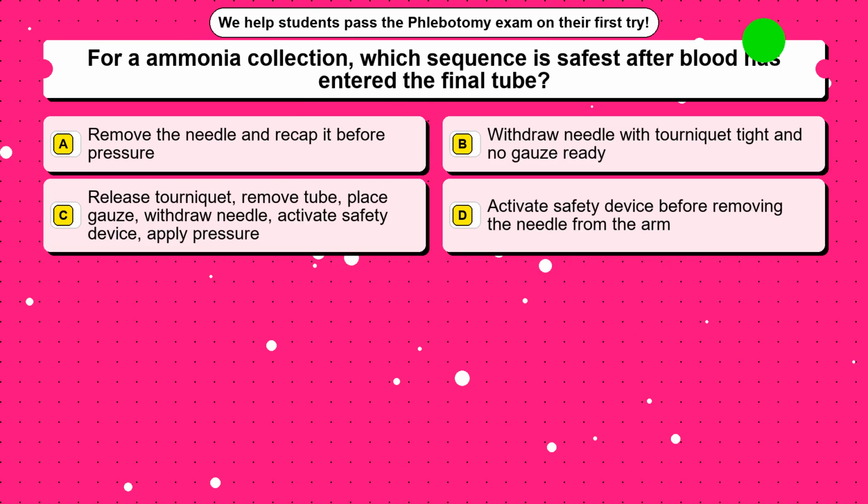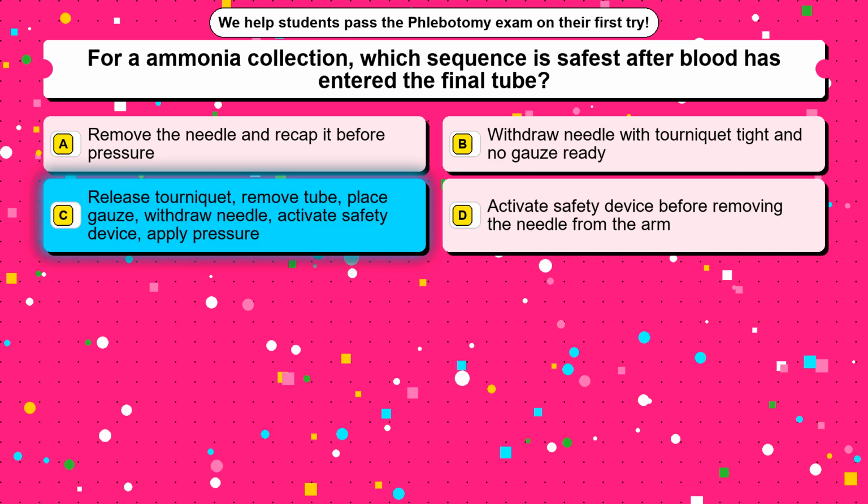Question 94. For an ammonia collection, which sequence is safest after blood has entered the final tube? Option A. Remove the needle and recap it before pressure. Option B. Withdraw needle with tourniquet tight and no gauze ready. Option C. Release tourniquet, remove tube, place gauze, withdraw needle, activate safety device, apply pressure. Option D. Activate safety device before removing the needle from the arm.